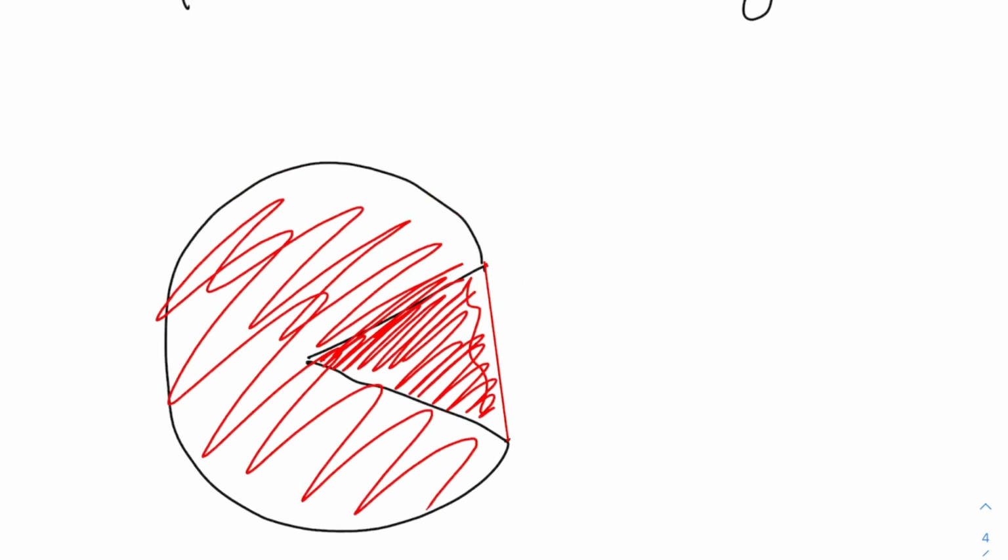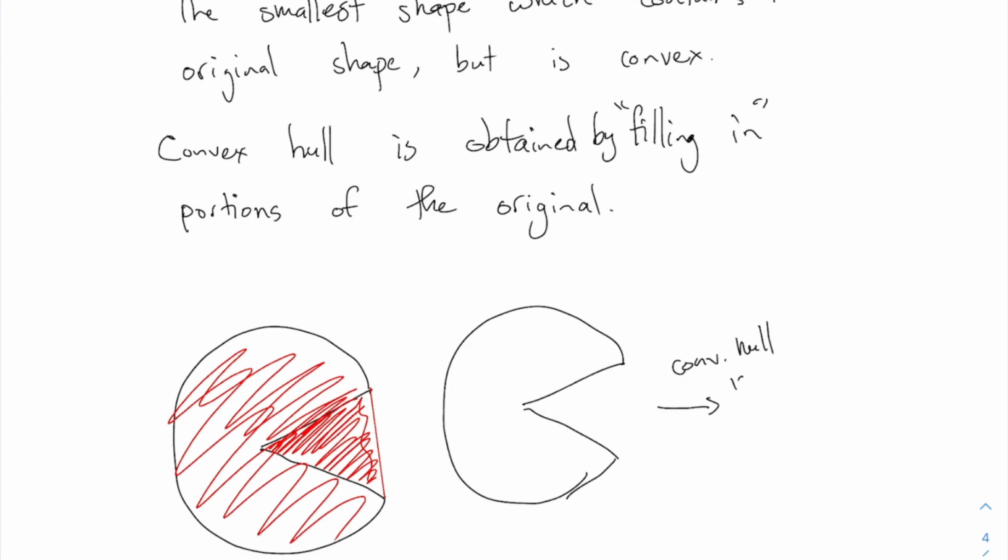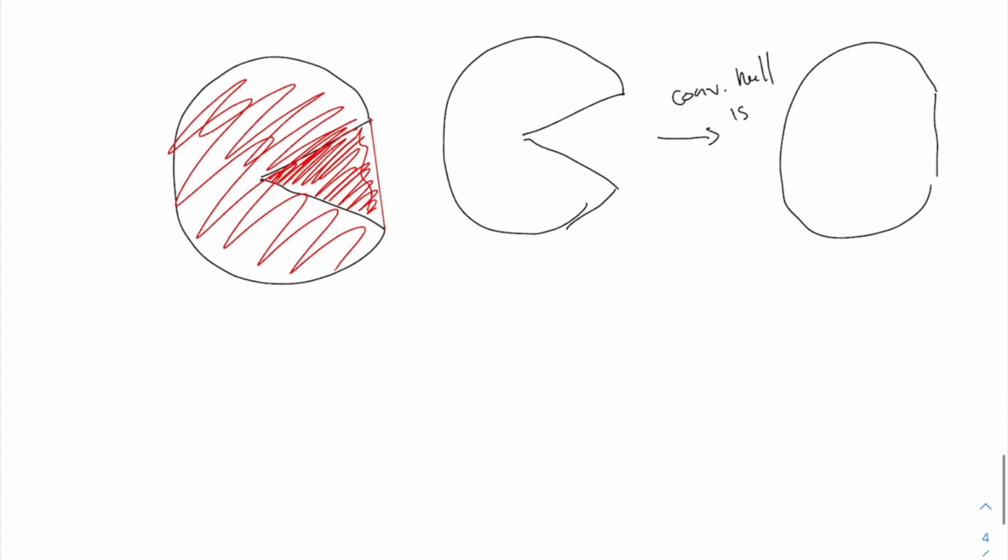So the Pac-Man's convex hull, I'm going to try and redraw this. This one here, the convex hull is something which has a straight line there and then looks like a circle for the rest of it. That's the full shape that you get after filling in the non-convex part of it. All right? Or what about my hand?